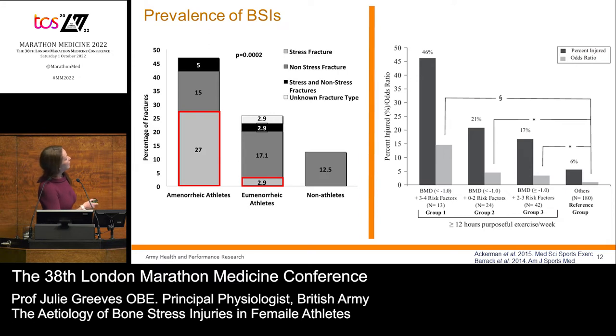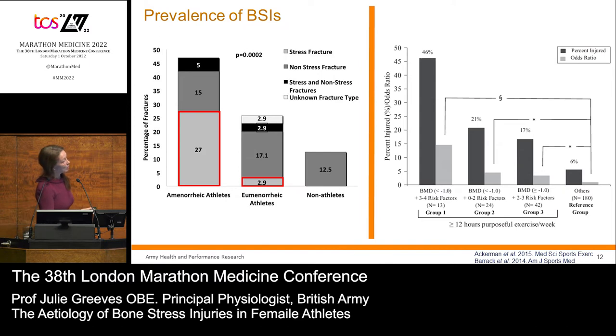And so these are data comparing the different menstrual status groups, and the prevalence of stress fractures in this study was almost ninefold higher compared with eumenorrheic athletes. And that's very consistent in the literature. We've known that for many years. And there's also a decrease in bone mineral density in amenorrheic compared to eumenorrheic athletes.